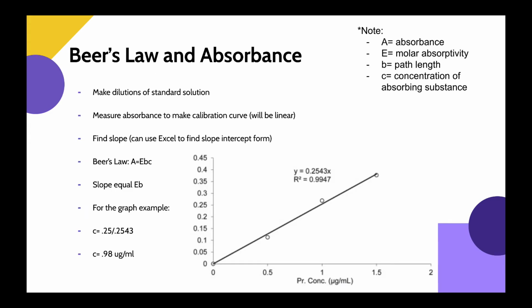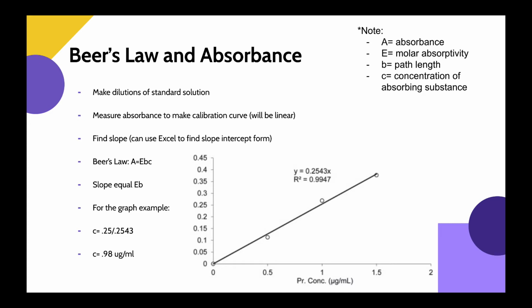Alright, so let's go ahead and move on to using Beer's law and absorbance values to find the concentration of an unknown solution. First, to find the concentration, we're going to have to make dilutions of a standard solution, which is going to have a known concentration of the unknown solute, and then we're going to measure the absorbance of all the dilutions to make a calibration curve, and keep in mind the calibration curve should be linear. And then we're going to find the slope, and to do this you can use a program such as Excel to find the slope-intercept form.